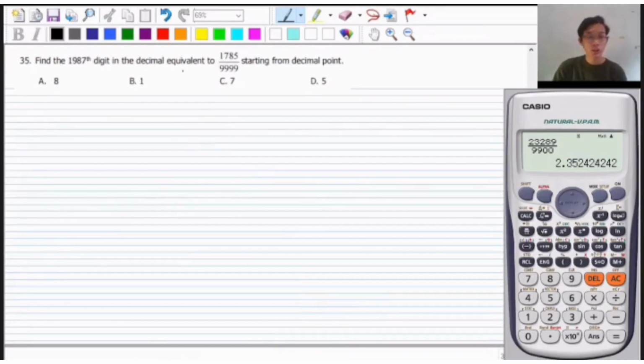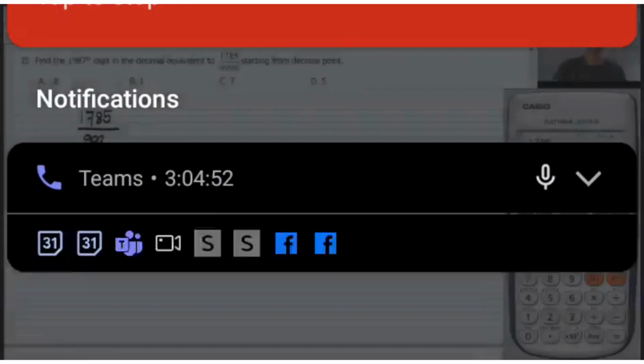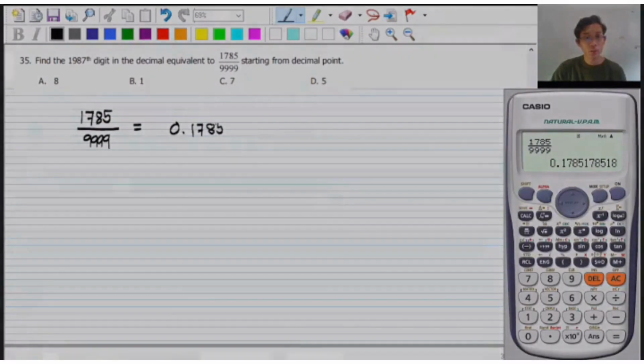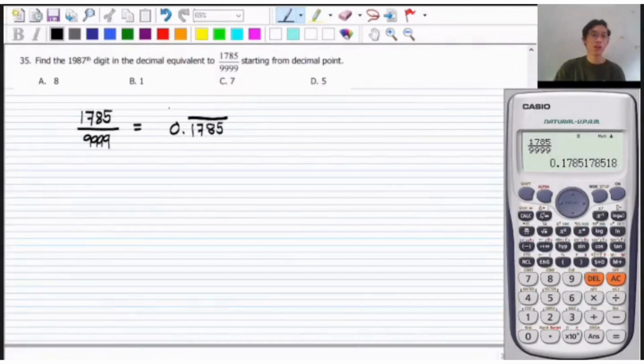Find the 1,987th digit of the decimal equivalent of 1785 over 9999. Okay, so divide lang muna natin. 1785 divided by 9999 will be 0.1785, with 1785 repeating. So, 1785 over 9999 equal lang yan kay 0.1785. Yan yung naulit. Okay?